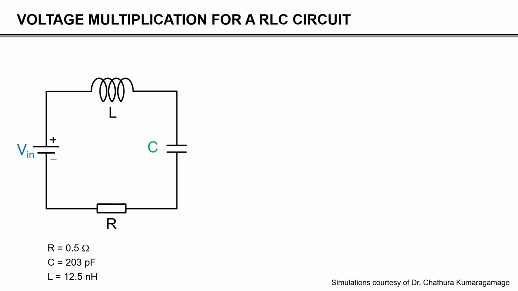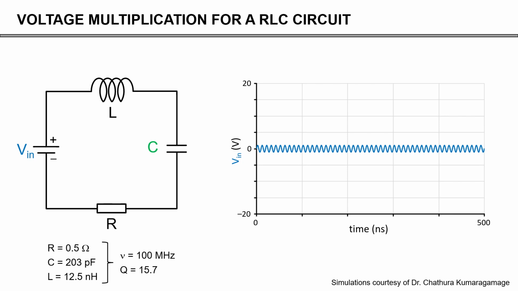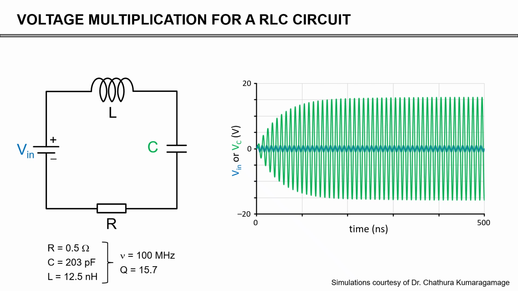So we have a certain resistance, certain capacitance, and certain inductance. With the equation that was shown on the previous slides, you can calculate that this has a natural frequency of 100 megahertz, and it has a Q value of a little bit less than 16. Now we're going to drive this circuit with this input voltage, and this input voltage will have a peak of 1 volt.